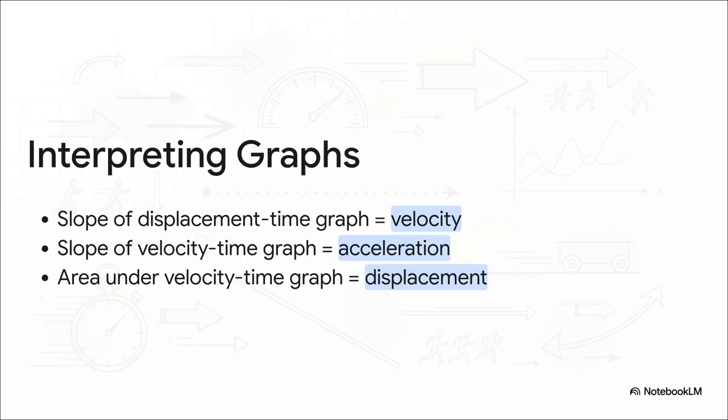So let's just boil it all down. These are kind of the 3 golden rules for reading these motion stories. Rule 1, the slope of a displacement time graph gives you the velocity. Rule 2, building on that, the slope of a velocity time graph gives you the acceleration. And rule 3, this one is pretty mind-blowing, the area under a velocity time graph actually gives you the total displacement. With these 3 rules, you can decode just about any story of motion you see.